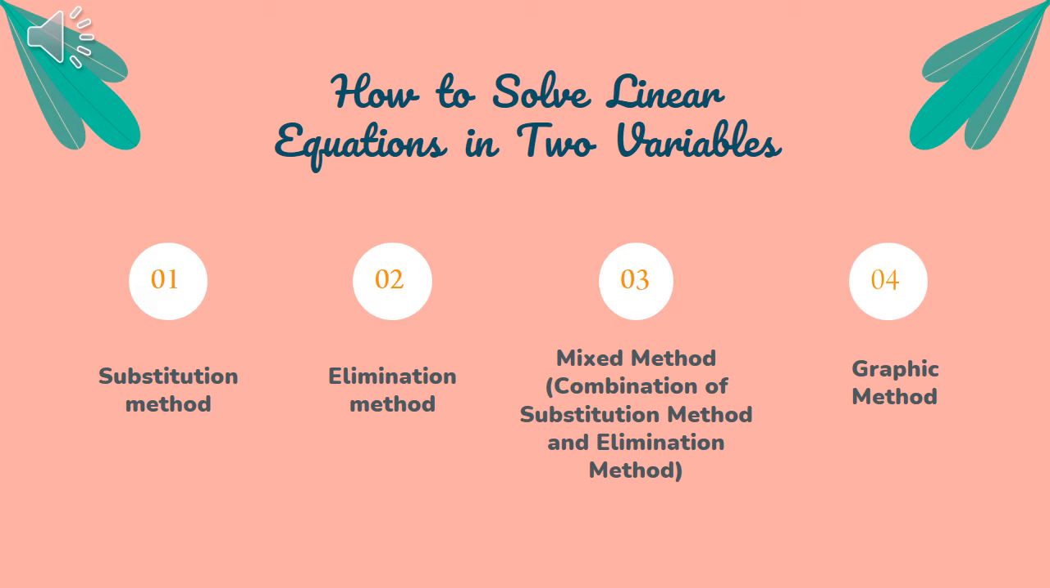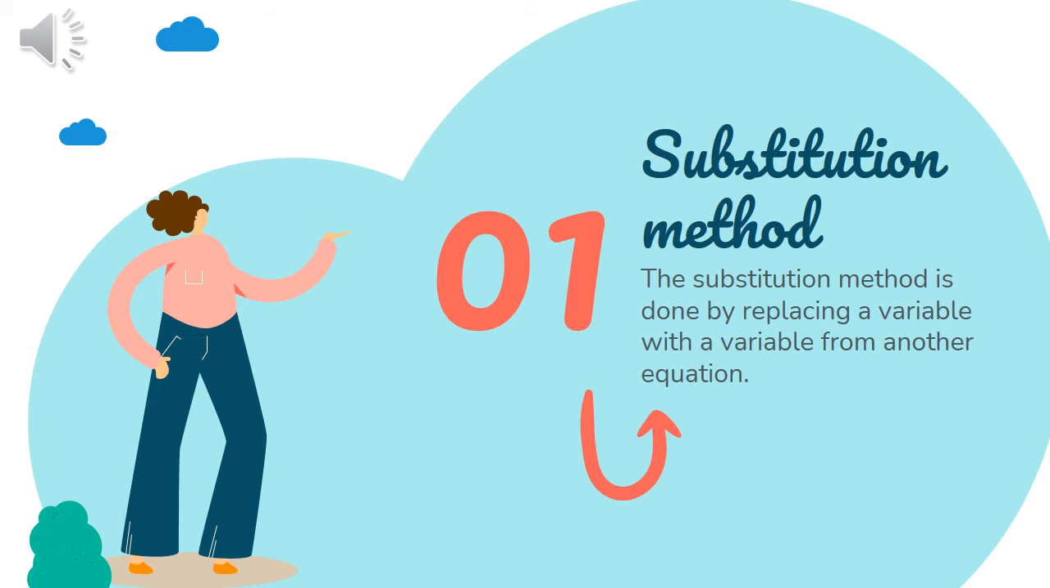How to solve linear equations in two variables? 1. Substitution method. 2. Elimination method. 3. Mixed method, a combination of substitution method and elimination method. 4. Graphic method. 1. Substitution method. The substitution method is done by replacing a variable with a variable from another equation.